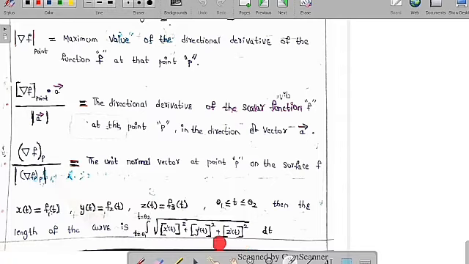Suppose x of t is equal to f1 of t, y of t is equal to f2 of t, and z of t is equal to f3 of t, and t lies between theta 1 and theta 2. Then if we are asked for the length of the curve, it is the integration from t equal to theta 1 to t equal to theta 2 of the square root of x dash of t whole square plus y dash of t whole square plus z dash of t whole square, into dt.